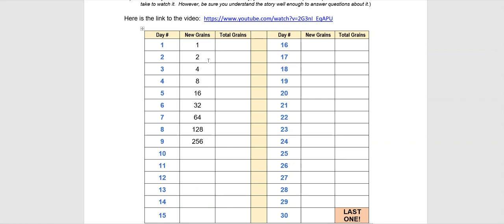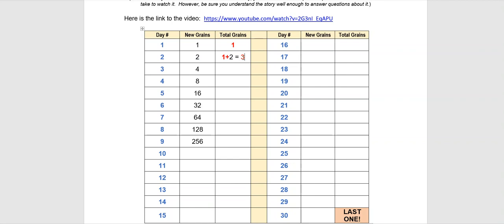The next part, after you get how much you're being gifted each day, more importantly, you might be interested in, well, how much is the total? So after your gift on day 1, you have a total of 1 grain. On the next day, we're going to take this 1 grain and add it to the 2 new grains that we got. And this is going to add up, of course. 1 plus 2 is 3.